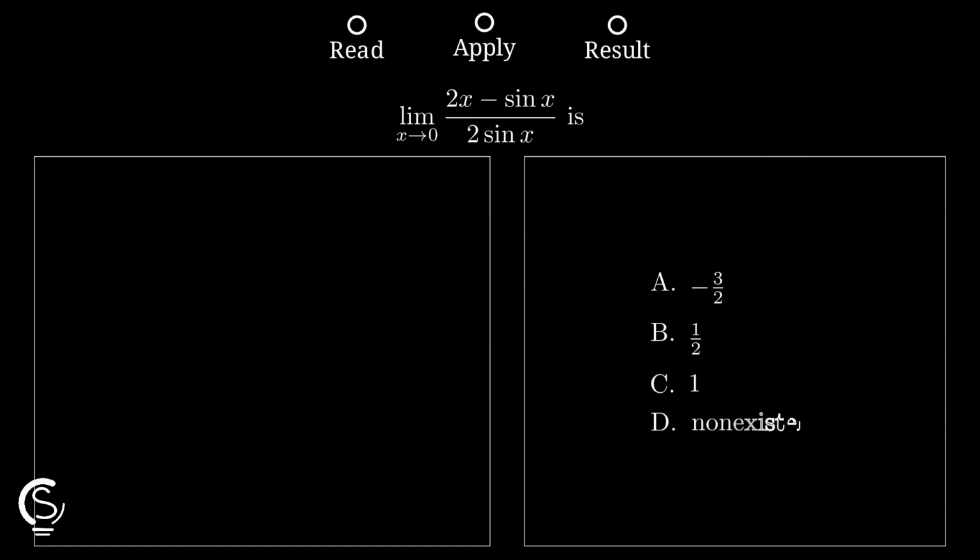First, we check the form by plugging 0 into the numerator and denominator. Since 2 times 0 minus sine of 0 is 0, we definitely have an indeterminate 0 over 0 case.